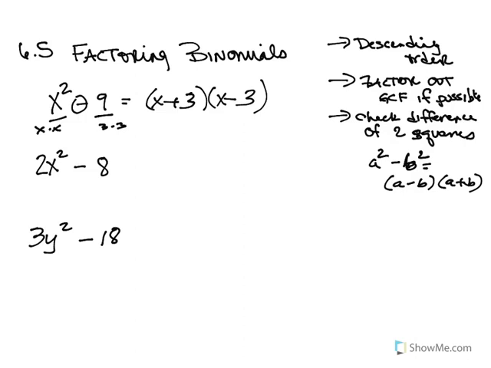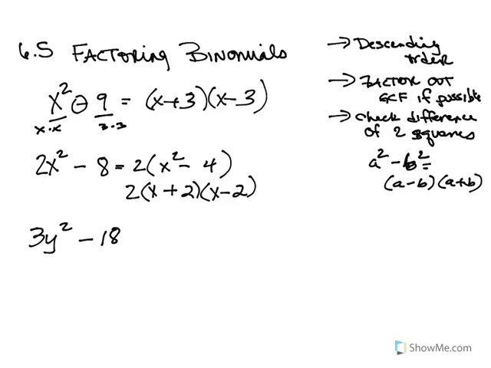All right, number 2, 2x squared minus 8. It's in descending order. Factor out a GCF. There is a GCF here. They both contain a 2, so I'm going to factor out a 2. That leaves x squared minus 4. Then I check to see if I can still factor. I check to see if x squared minus 4 is the difference of two squares. It is, because x squared is x and x, and 4 is 2 and 2. So I can factor this further: two sets of parentheses, x and x, 2 and 2, one's plus, one's minus. That's it.